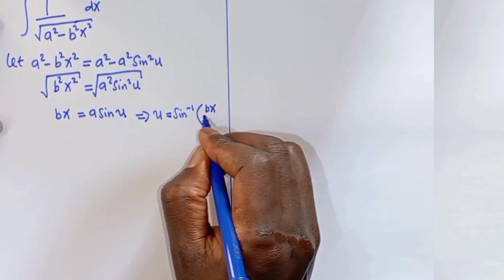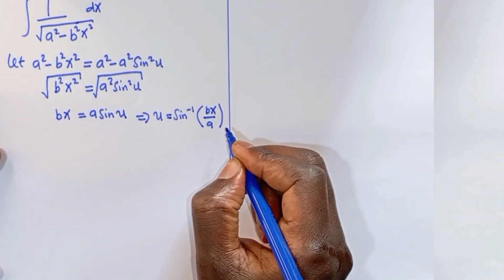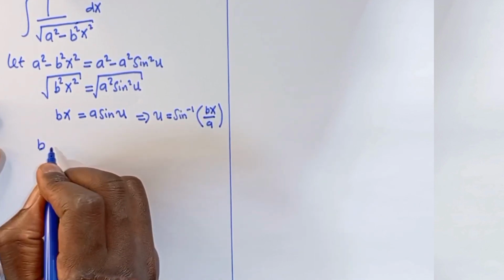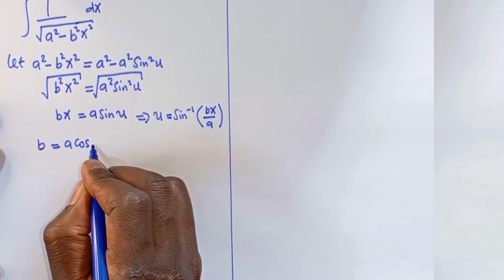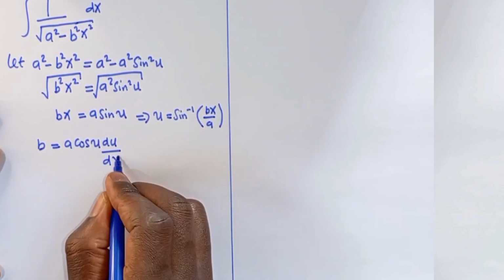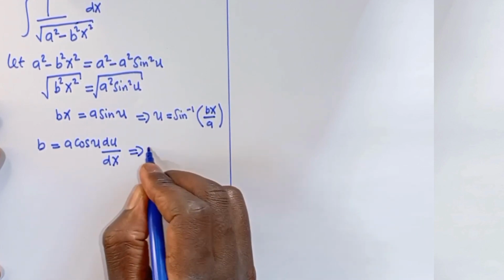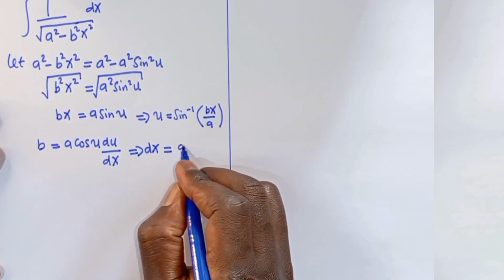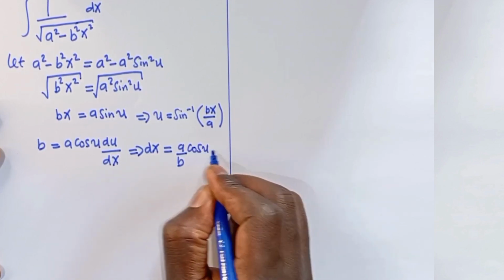So you have u as sine inverse of bx over a. Then, differentiating, we have b equal to a cos u du/dx. So you have differentiated, and we go ahead to make dx the subject. So our dx is the same as a over b cos u du.